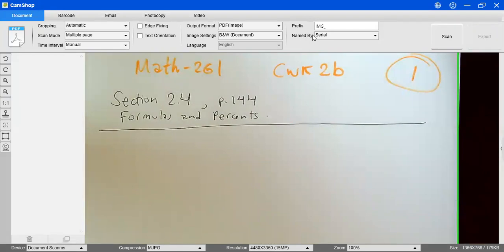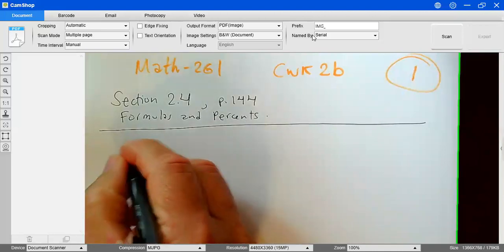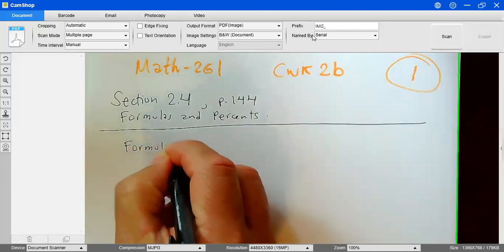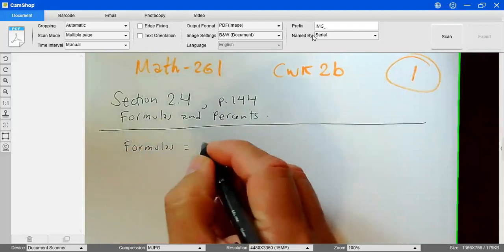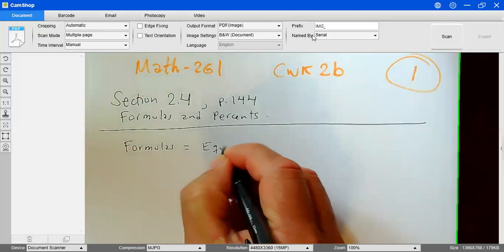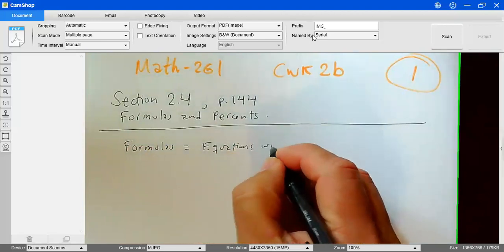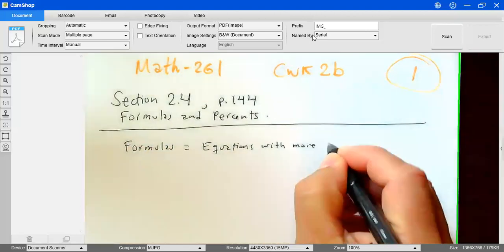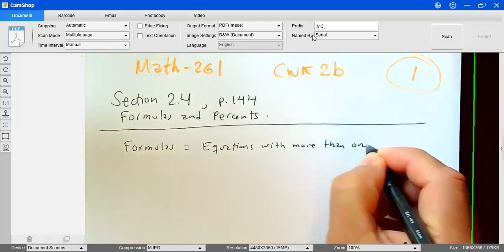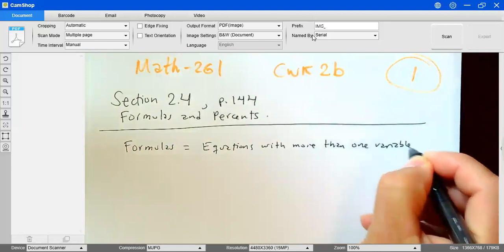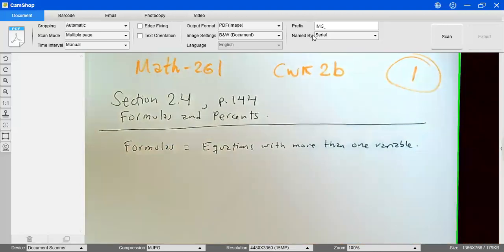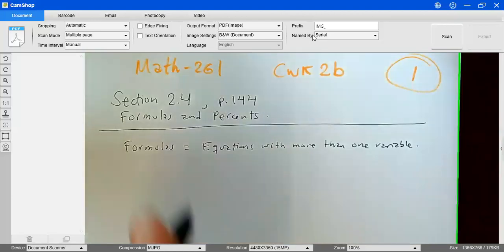So the first thing that we're going to do is we're going to work with formulas. So formulas are just equations with more than one variable. So you're going to find a lot of letters in the formula. And you are familiar with formulas. You have used formulas before.